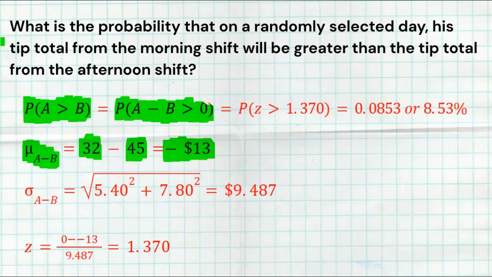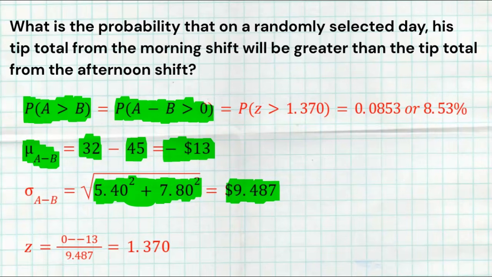All right, what about the standard deviation? Well, we got to remember a couple things here. One, we cannot combine standard deviations, but we don't subtract them either. So we're going to take the variance for the morning, which is 5.4 squared. Take the variance for the afternoon, 7.8 squared. And even though we're looking at the difference, it still adds. Variance always builds, whether you're looking at the total or the difference. So we'll get the standard deviation after we take the square root, which is 9.487.